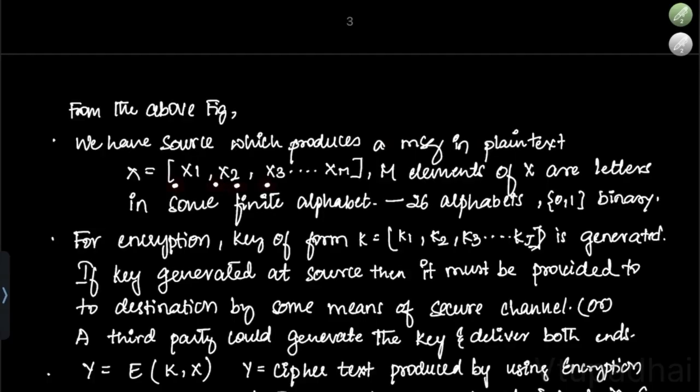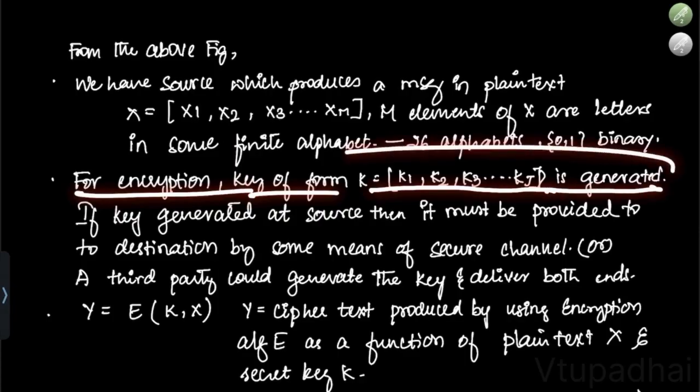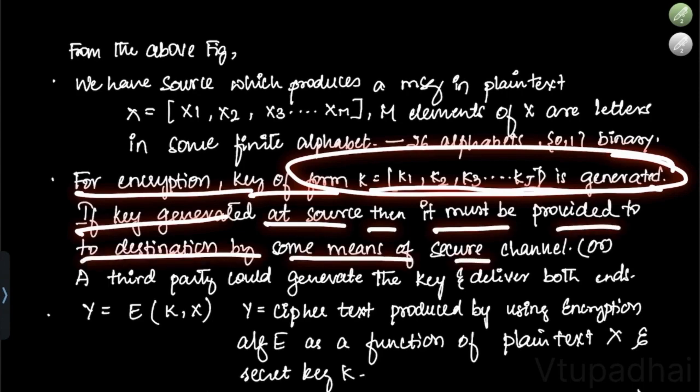X1, X2, X3 up to M elements are there. So there are 26 elements, and 0 to 1 binary can also be used here. For the encryption process, keys are used: K1, K2, K3 till Kj. Yes, multiple keys can be used. If the key is generated at the source, then it must be provided to the destination by some means of a secure channel.